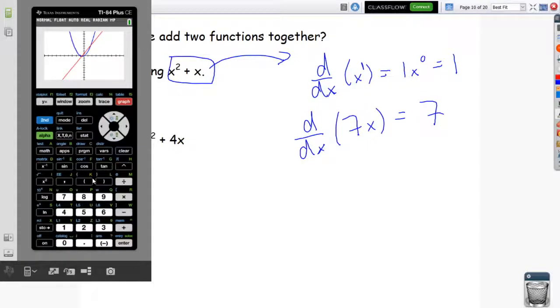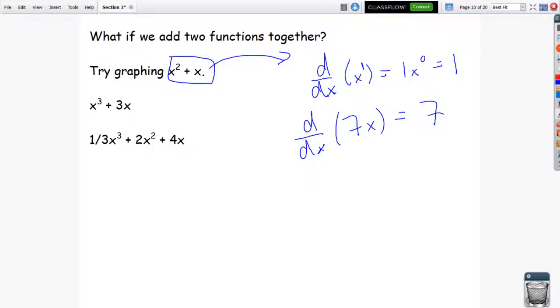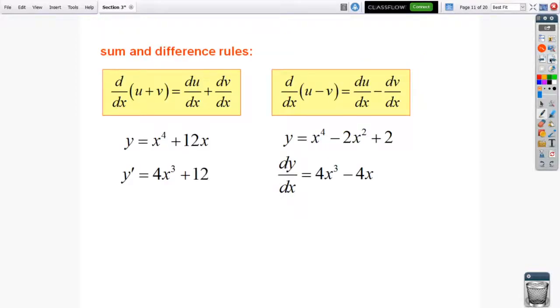Basically what we're looking at here is what's called the sum and difference rule. The sum and difference rule says just take the derivative term by term. So if you're talking about the derivative of u plus v, that would just be the derivative of u plus the derivative of v. Same thing with subtracting. Derivative of u minus v is derivative of u minus the derivative of v.